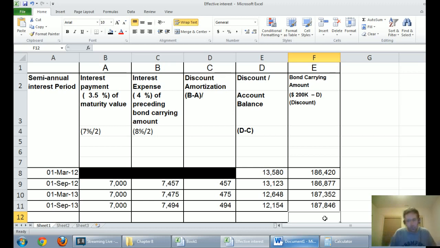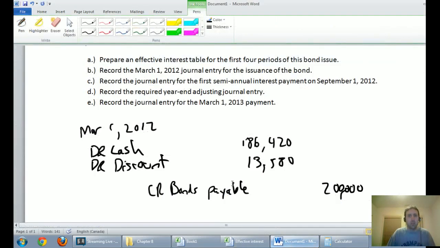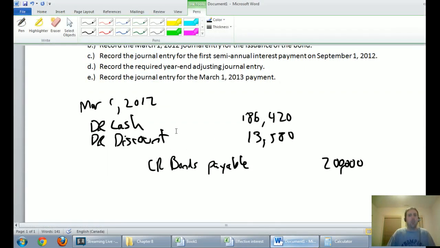Okay, so let's start doing journal entries. We've done the first. We did the journal entry for the issue of the bond. We said we got 186,420 in cash. It was at a $13,580 discount, and we have a $200,000 bond payable. And we did the journal entry, and it's beautiful. Debit cash 186,420. Debit our discount. If it was a premium, we would credit it, and I'll do another video with a premium situation. But it's a debit for a discount, and we credit our bonds payable for 200,000.